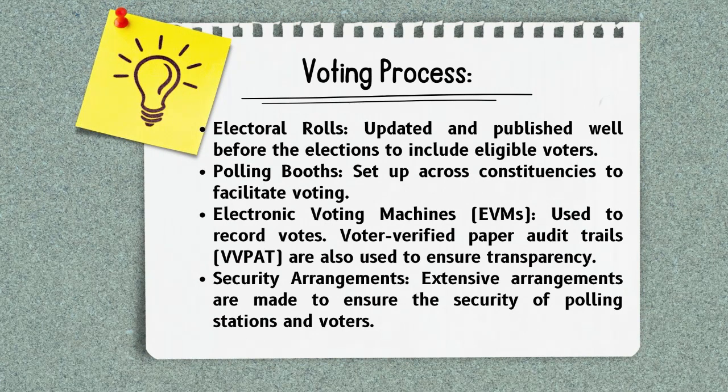Electoral rolls are updated and published well before the elections to include eligible voters. Polling booths are set up across constituencies to facilitate voting. Electronic voting machines or the EVMs are used to record votes. Voter verified paper audit trails (VVPAT) are also used to ensure transparency. Number 5. Security arrangements. Extensive arrangements are made to ensure the security of polling stations and voters.